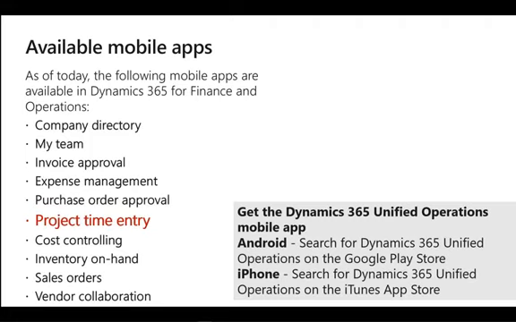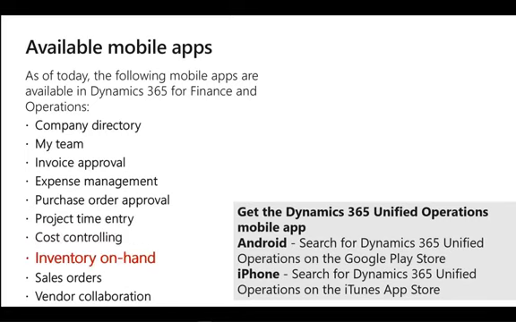Project time entry. We can use that to enter and save time against the project by using our mobile device. Cost controlling. Cost Center Manager can see the performance of the cost centers through these mobile apps. Inventory on hand. Inventory on hand mobile apps let the user gain insights into reserved and available inventory for particular products.